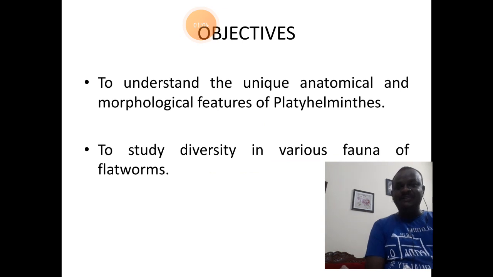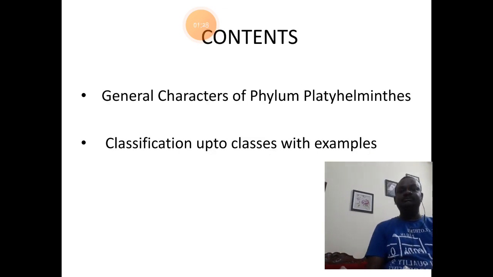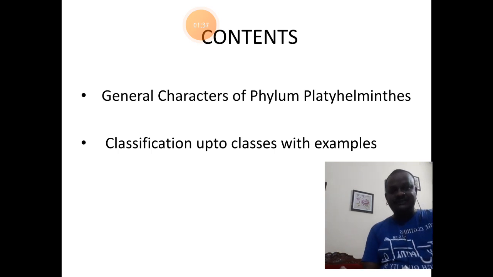The main objectives of the study is to understand the unique features related to the phylum Platyhelminthes and its diversity to be as flatworms in the given habitat. For this, the content includes general characters of the phylum Platyhelminthes and classification up to classes with examples.